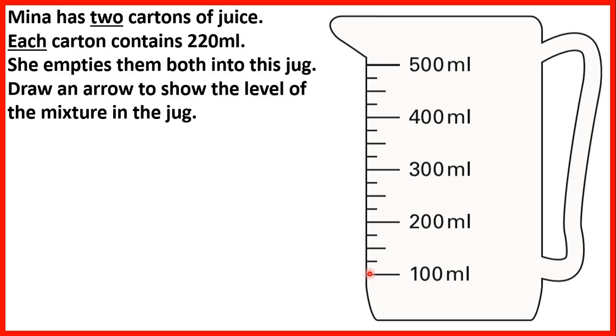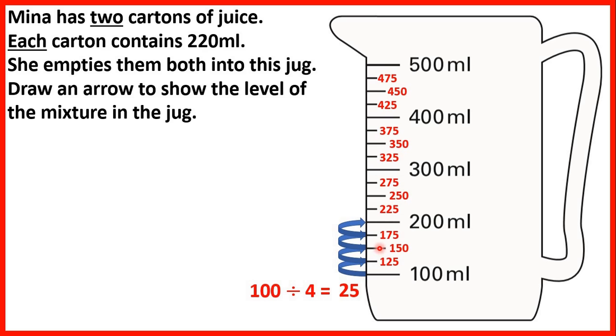So, to get from 100 to 200, we have 1, 2, 3, 4 lines. So, it's a difference of 100, and we have 4 lines. So 100 divided by 4 is 25, which means that each line on this jug represents an increase of 25. So after 100, the next line will be 125, then 150, and so on.